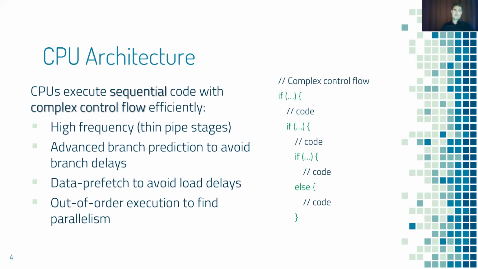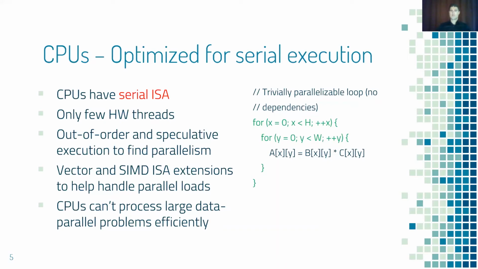And finally, out-of-order execution is used to find parallelism. What out-of-order execution basically means is that the CPU will execute instructions that come later before instructions that come earlier, as long as they don't depend on each other. So CPUs, like I said, are optimized for serial execution. They are serial in nature. They have a serial instruction set architecture.